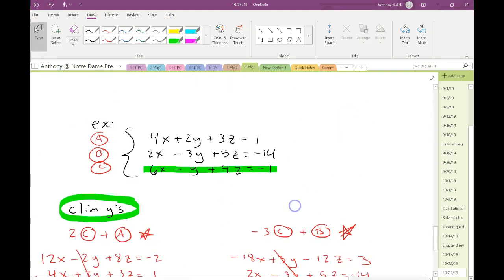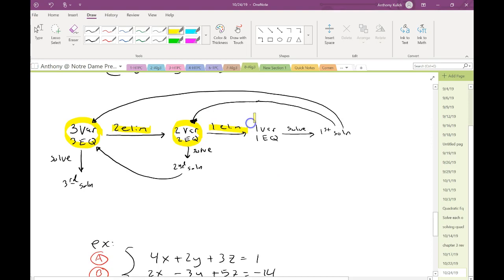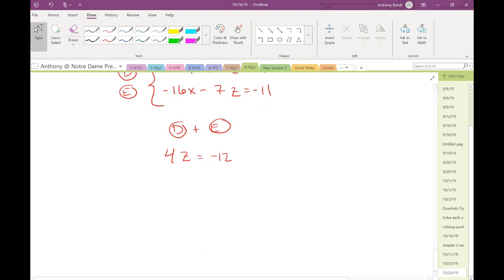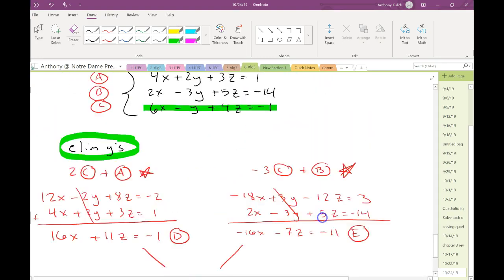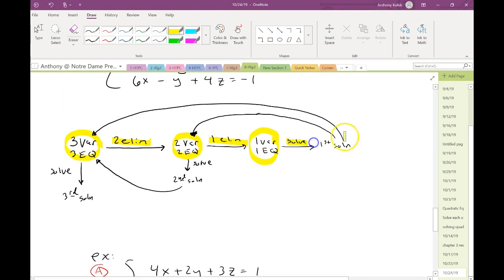So if we go back to our flow chart, we did another elimination, and now we have 1 variable in 1 equation. We can solve that equation just by dividing both sides by 4 to get that z is equal to -3. If we go back and look at the flow chart then, we've just done the solving, and we got our first solution.